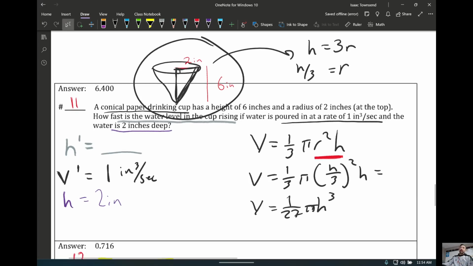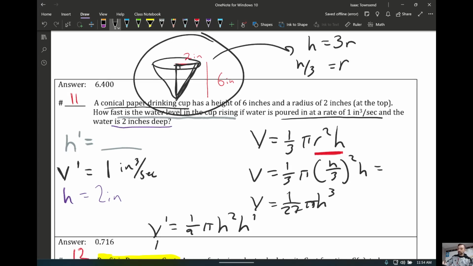Okay. And now this is going to work out great, because now when I take the derivative, I can do the power rule. Make sure that when you're taking the derivative of v with respect to time, you get a v prime. If you're taking the derivative of h with respect to time, you get an h prime. Now it's written in a way where I have all of this stuff that I need. This is 1. 1/9 is just a number. Pi is just a number. H squared, I've got h. And h prime is the only thing that I don't know. So then that allows you to solve that.